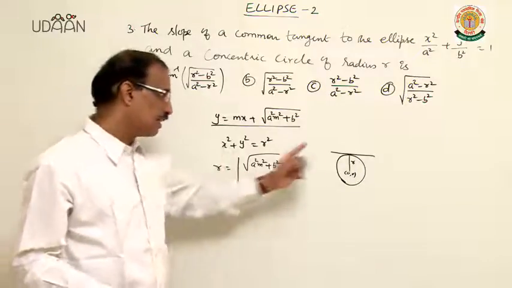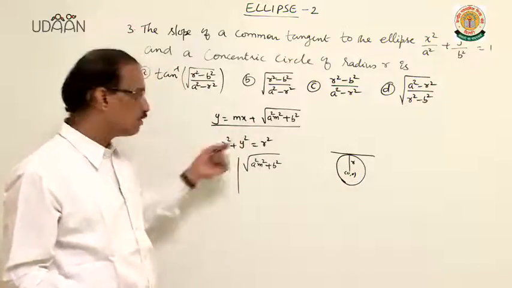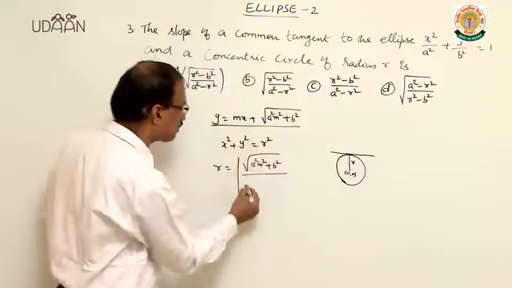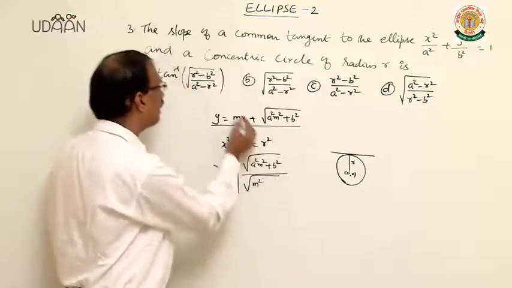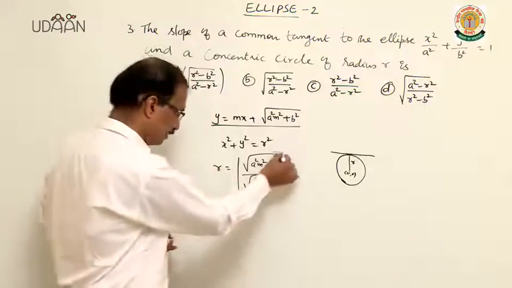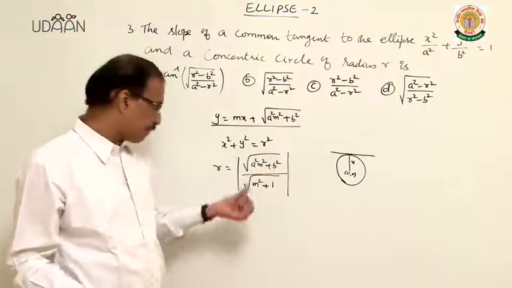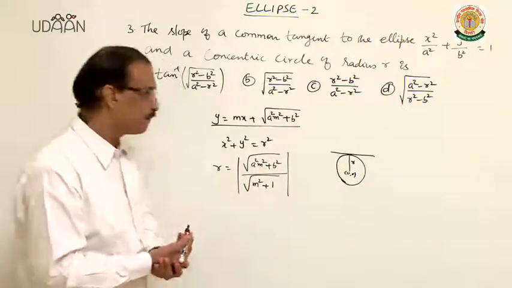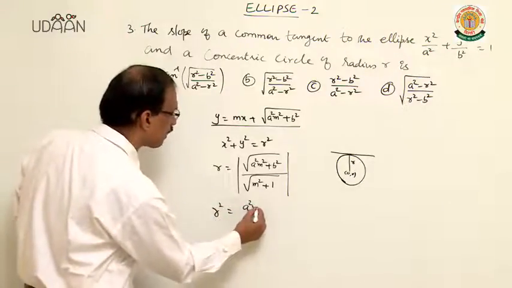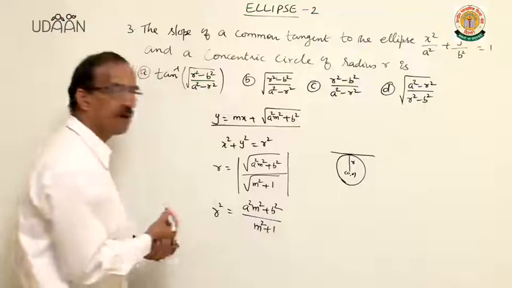So here x1 and y1 are both 0, so the x and y terms are gone. Now only the constant is divided by the root of the sum of squares of the coefficients: here m, so root of m square, and the coefficient of y is minus 1, so minus 1 square is 1. So r equals root of a square m square plus b square upon root of m square plus 1. From this, if you square it, you get r square equal to a square m square plus b square by m square plus 1.